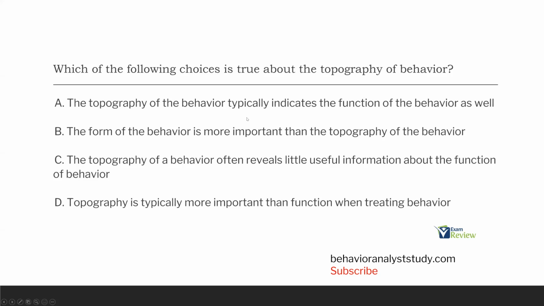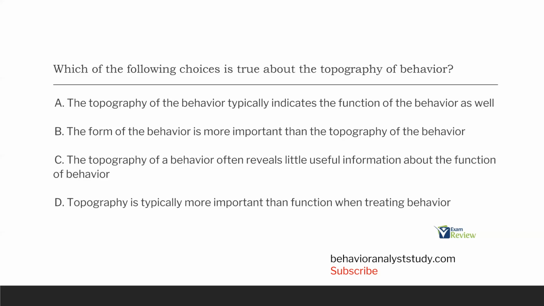A, the topography of the behavior typically indicates the function of the behavior as well. Don't make that mistake, right? Behaviors can look the same and function very differently. Behaviors can look very different and function the same. Topography and the function are rarely linked.